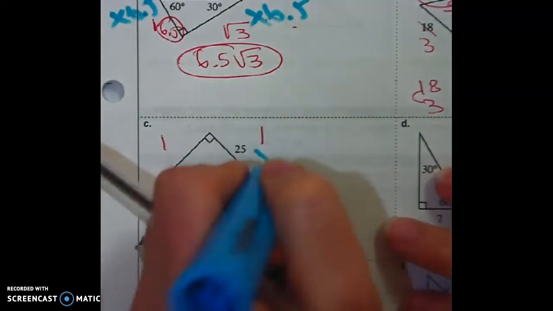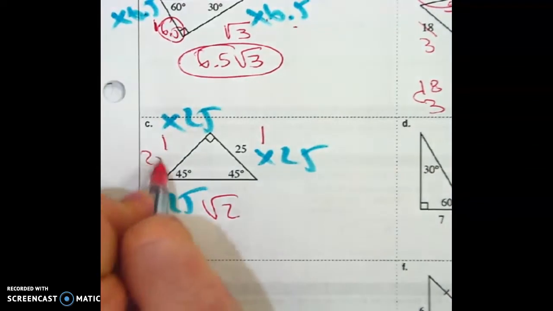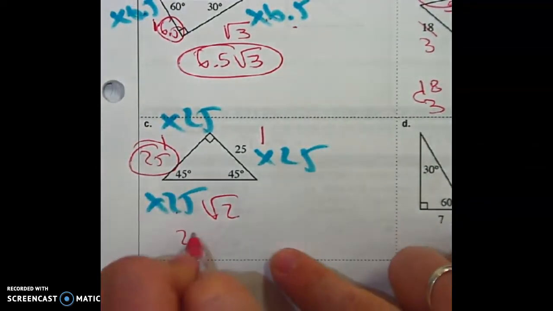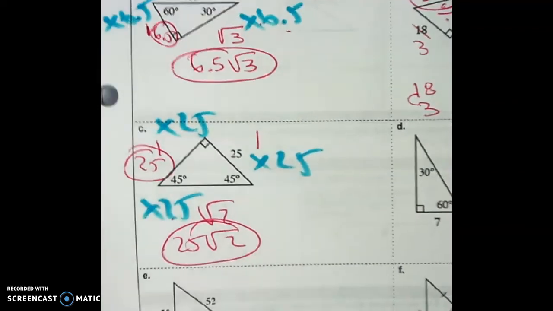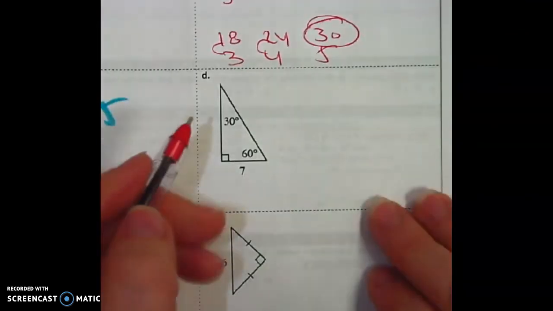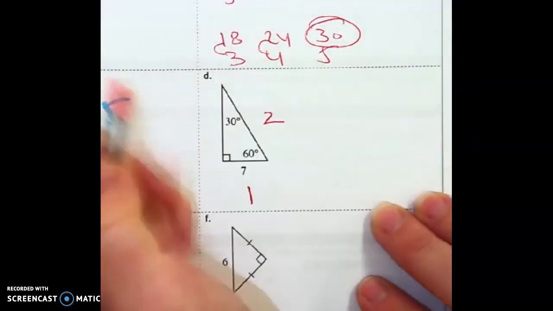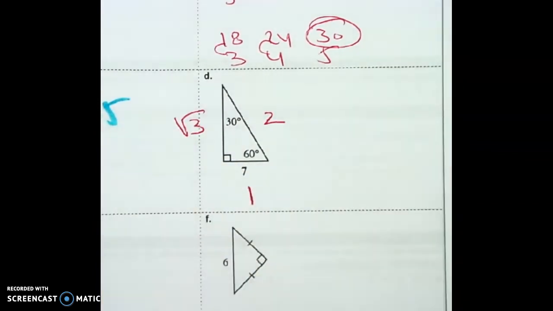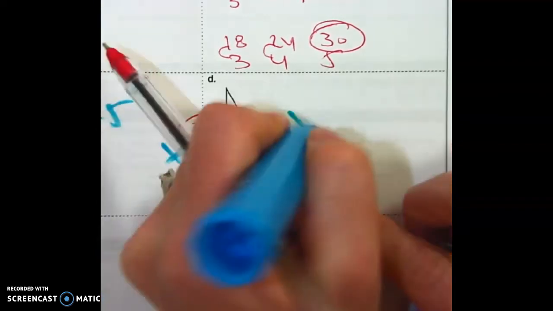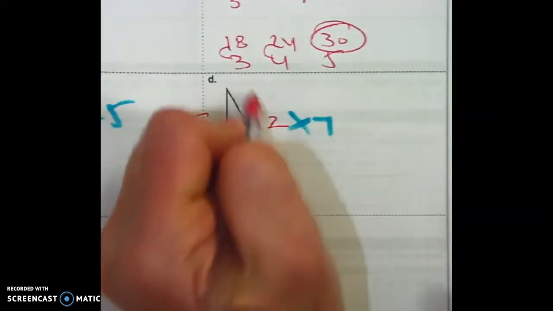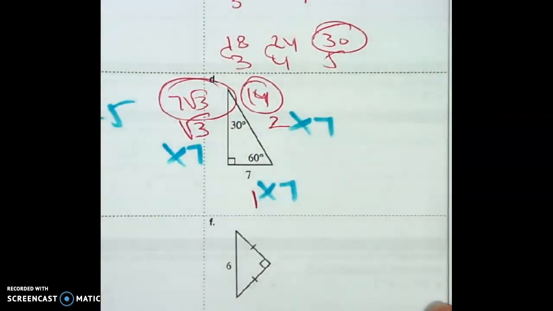All right, this one, 45, 45, 90, 1, 1, rad 2. So I multiply by 25. So this side is 25. 25 times rad 2 is 25 rad 2. All right, 30, 60, 90. Who's across from the 30? 1. Who's the long side? 2. That means this is rad 3. So 1 times 7, 7, times 7. This side is 14. This side is 7 rad 3.